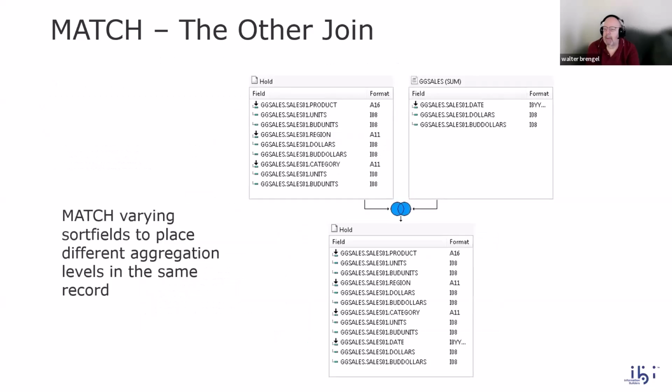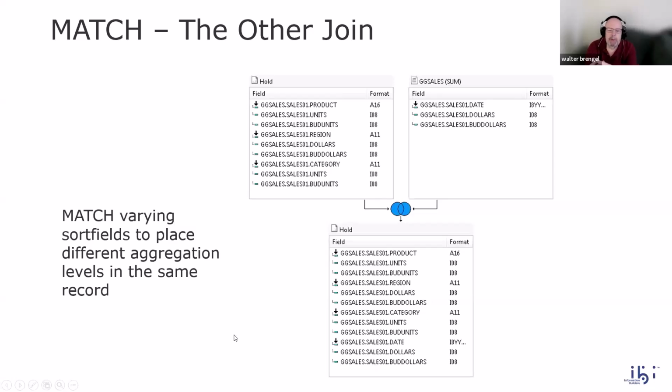All right, so here I'm taking now the hold file that was created from the first match. I'm matching it to GG sales a third time, and I'm aggregating by date dollars and bud dollars. And then I get my final hold file. Notice in the final hold file, I have products, units, bud dollars, region. I have dollars, bud dollars, category. I have units again. I have bud dollars again.